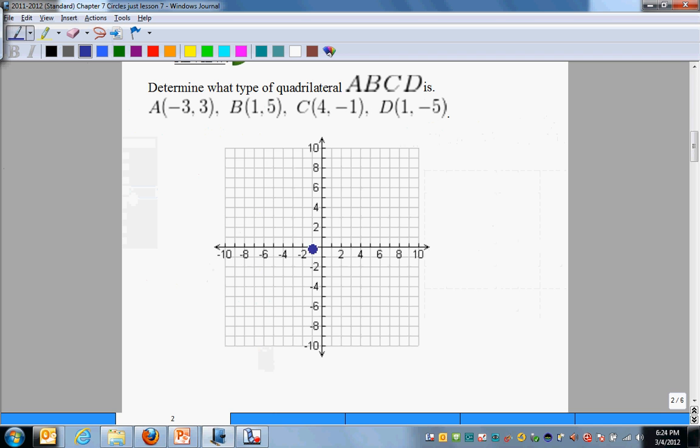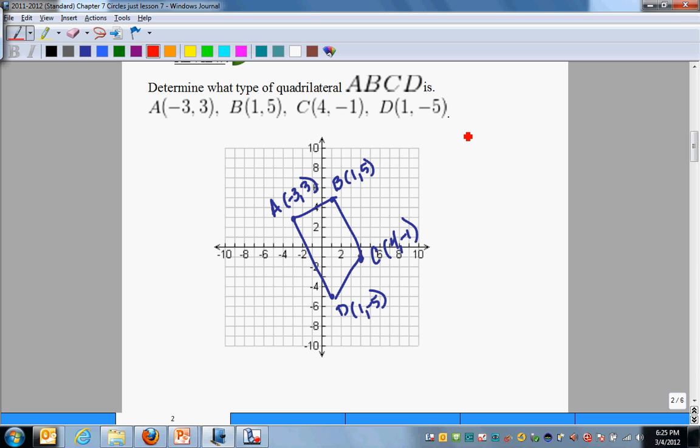A is at -3, 3. That's A at -3, 3. B is at 1, 5. C is at 4, -1. And D is at 1, -5. We're asked to define what kind of quadrilateral this is.